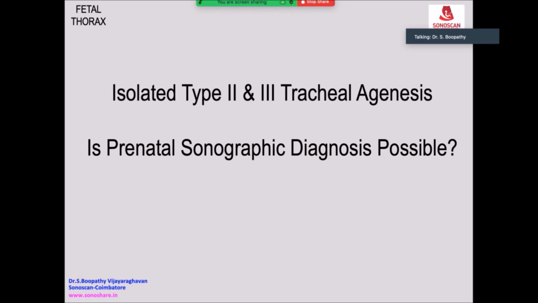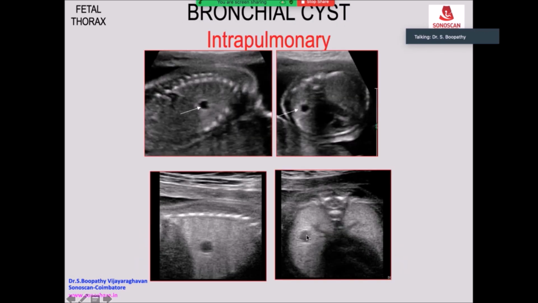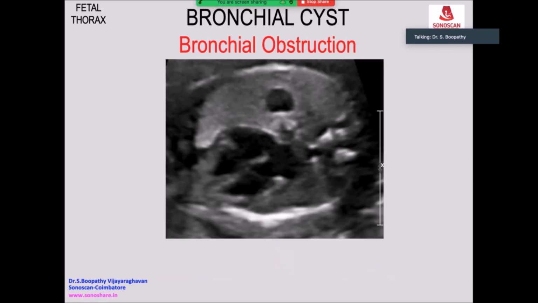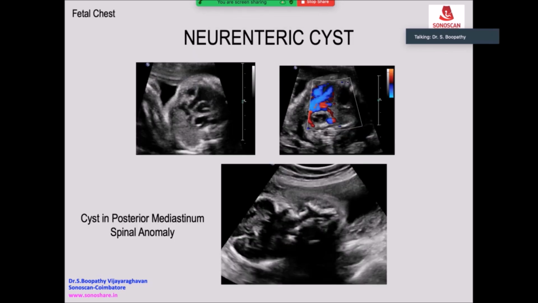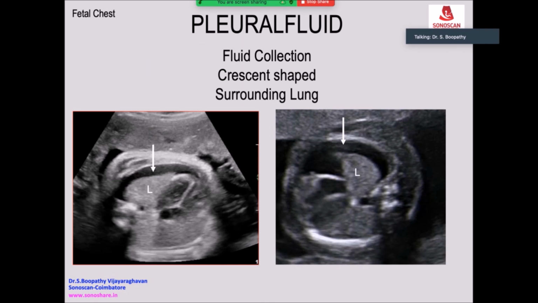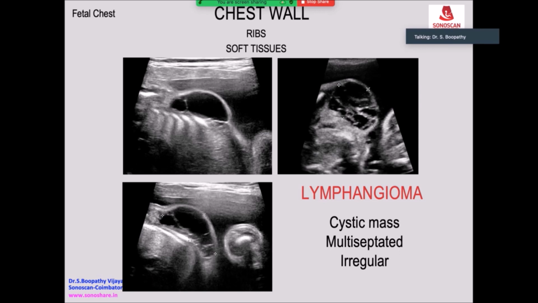So can we diagnose prenatally? In tracheal agenesis, the trachea will be absent, by which we can diagnose type 2 and 3 tracheal agenesis. Okay, it has to be differentiated from a small cystic type of CPAM. Very rarely you may see it on a coronal scan, and it may extend into the spinal canal, where we see some anomaly, or it can be large. When it is primary, it is isolated and it is unilateral. There is no other angioma, which is seen characteristically as a cystic mass and septated like this.